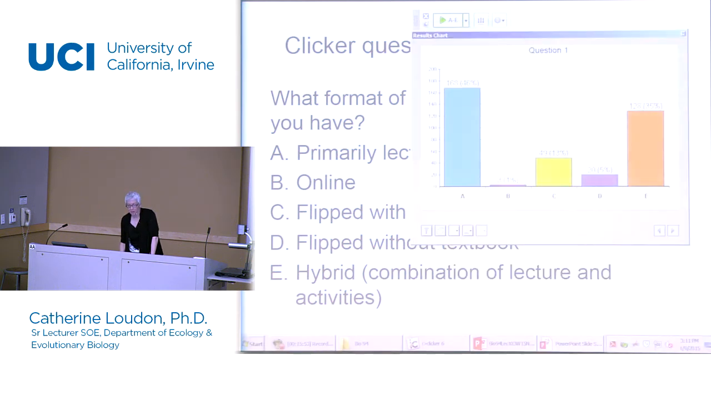Okay, interesting. So the vast majority of you, 80%, if we add those two up, were either primarily lecture. So almost half of you are coming out of a primarily lecture format, and then another third a hybrid. Just a tiny number of online, and then a small number of flipped. Interesting. So we'll have a small sample size for the next questions, but I'm still interested.